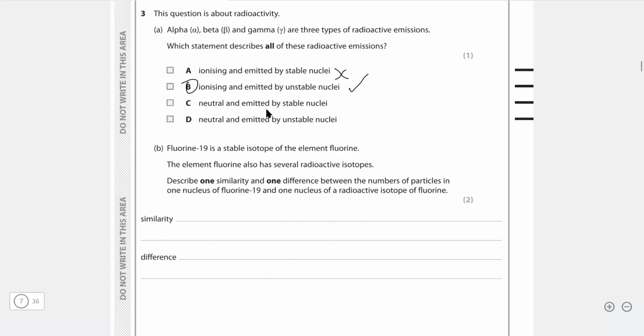C, neutral and emitted by stable nuclei. This is wrong on two levels. First of all, not all of them are neutral. Only gamma is neutral and it's emitted by unstable nuclei. And D, neutral and emitted by unstable nuclei. So this bit here, neutral, is incorrect in both of those cases.